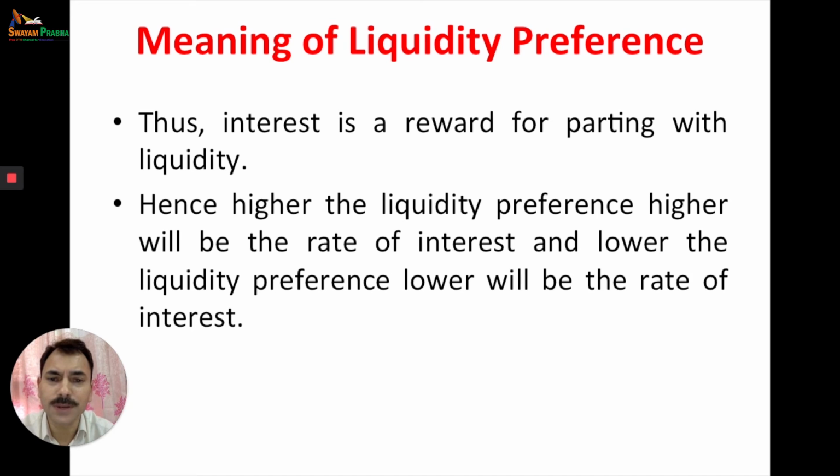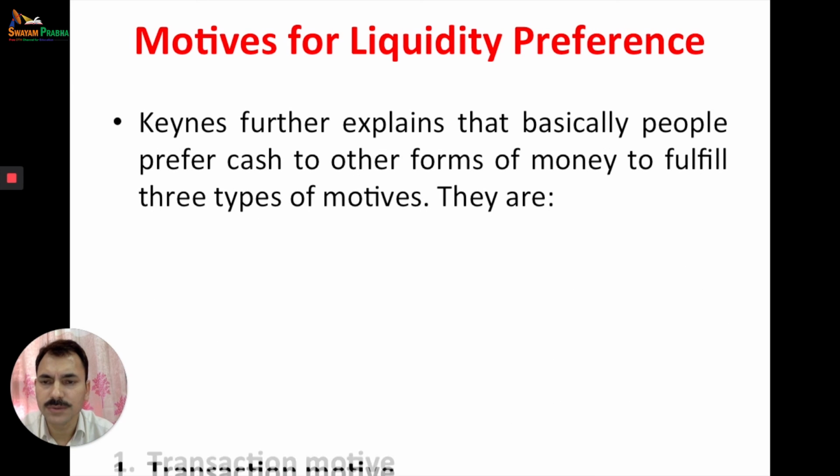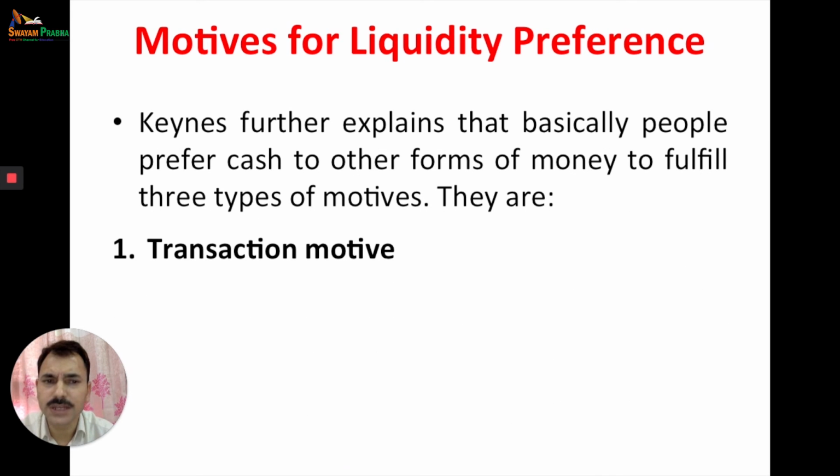Hence, higher the liquidity preference, higher will be the rate of interest, and lower the liquidity preference, lower will be the rate of interest. Positive and proportional relationship. If liquidity preference is higher, then the rate of interest will be higher, and if less, then there will be less. Keynes further explained, basically people prefer cash over other forms of money to fulfill three motives. It's very, very important. Keynes says that people keep money for three motives.